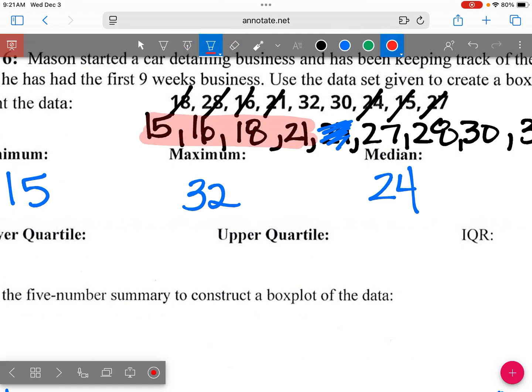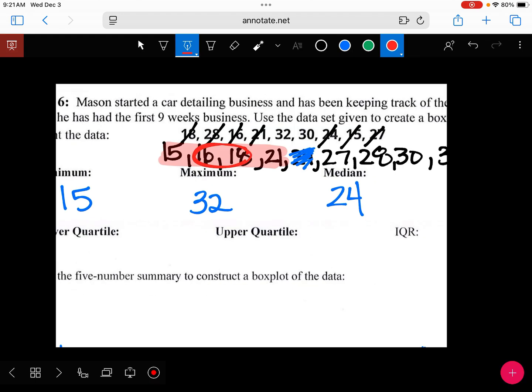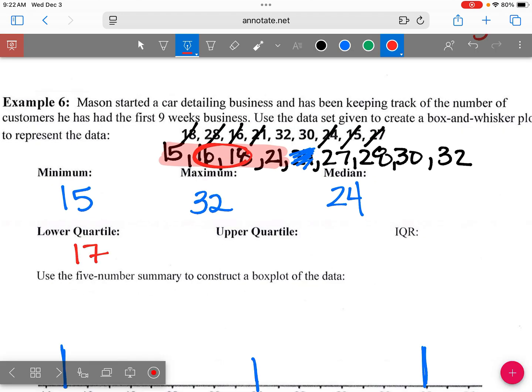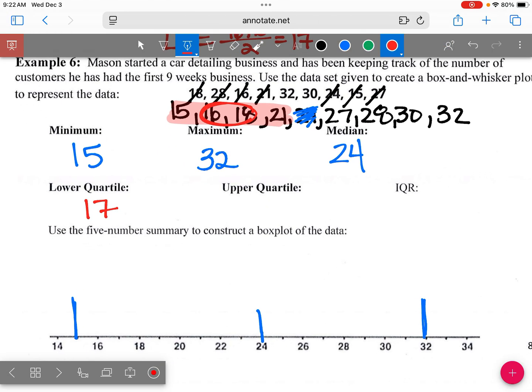Now, if you look at this lower half, notice that there are 2 numbers in the middle. So what you have to figure out is the middle of the middle. So what number would be in the middle of 16 and 18? 17. So your lower quartile is 17. To find your LQ, you would just add 16 plus 18 and then divide it by 2. That's how you get 17. Let's go ahead and draw me a line at 17.